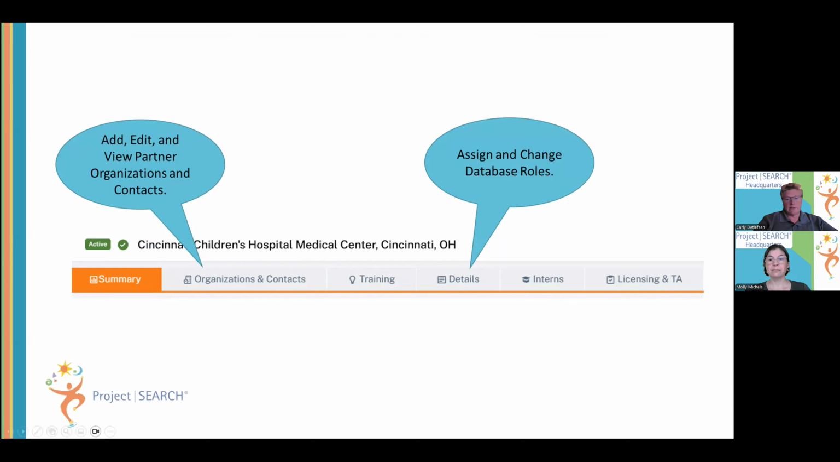The details tab is the other one where the program site database coordinator typically goes into, and that's where they're going to assign and change any of those database roles. So they're going to assign the 2 people who are going to be the IDEC, assign the 2 people who are going to be the GDEC, and ultimately where the program specialist also assigns the 2 program site database coordinators. So your program site database coordinator mostly has a lot of the function in the organization and contacts tab, as well as the details tab for adding and editing partners, contacts, and changing database roles.